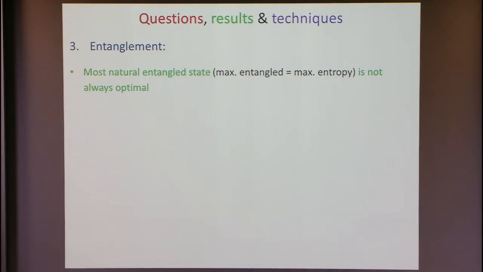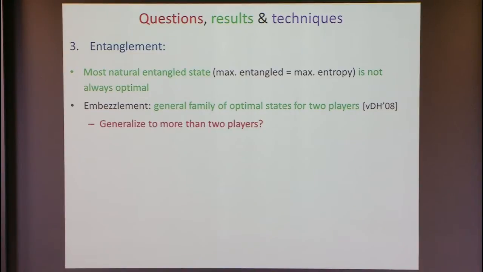For those of you who know, a natural state to use is the maximally entangled state. But this is not always the best state to use in games. There are other types of states, universal states, called embezzlement states. Some of the interesting questions have to do with the dimension problem that I mentioned already: given a game, even a very simple game, how much entanglement do you need in order to play well, optimally, or near optimally in this game?